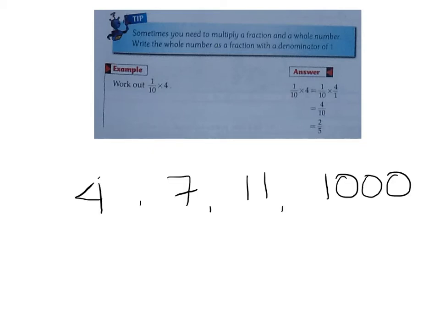You will remember that you can turn any of these numbers into fractions. All you need to do to turn these numbers into fractions is put them all over a denominator of 1. So 4 over 1 is still equal to 4, but it is a fraction now. 7 over 1 is a fraction, but it doesn't change the value of 7. 11 over 1, 1,000 over 1, 1,000,000 over 1. It still has the value of the original number, but now you've turned it into a fraction, and you then remember how to multiply with it.